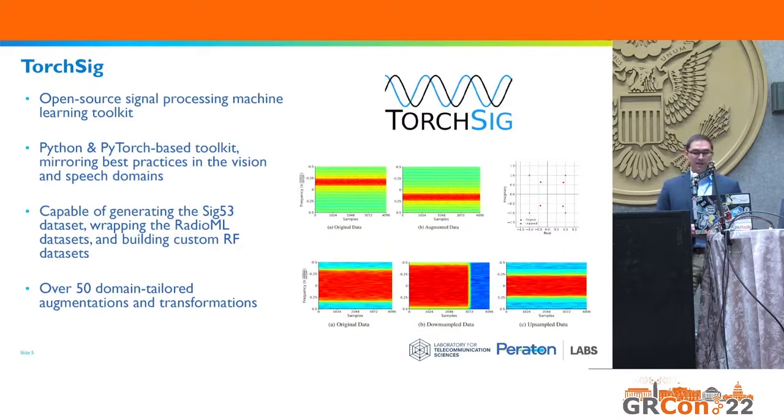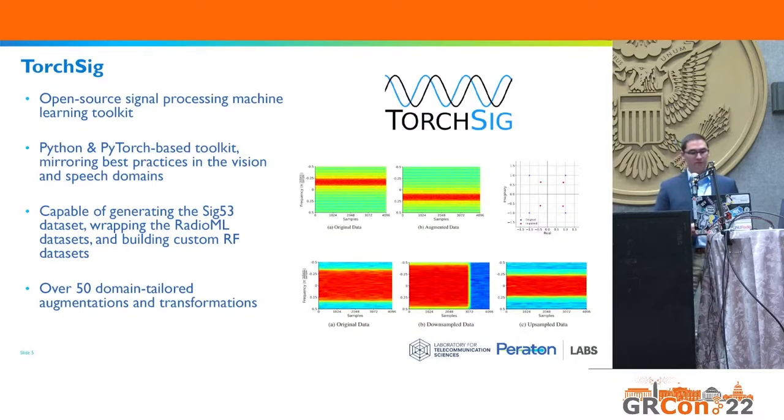One of the biggest benefits of TorchSig is the fact that we're introducing over 50 domain-tailored data augmentations. So within machine learning, the CV world, the audio world, the NLP world, they've all seen that data augmentations are pretty critical for a machine learning training pipeline. So what we did with TorchSig is we've built out over 50 domain-tailored data augmentations.